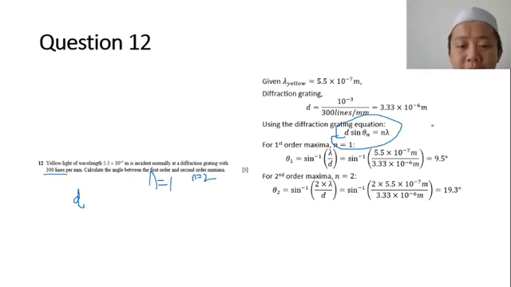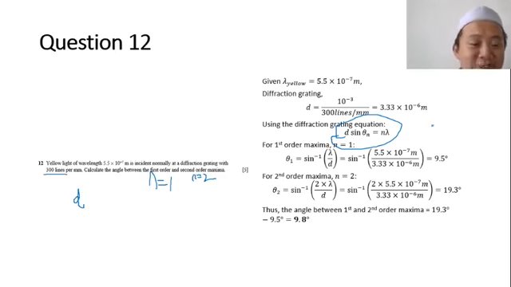Okay. For second order maxima, you get the value. Those who answered only this far will not get full marks, because the question is asking for the angle between the first order and second order maxima. So the angle is 9.8 degrees. You can check out my other video, where I drew an example of where the angle actually is, and what angle we want to find. Okay, I promote the previous video.